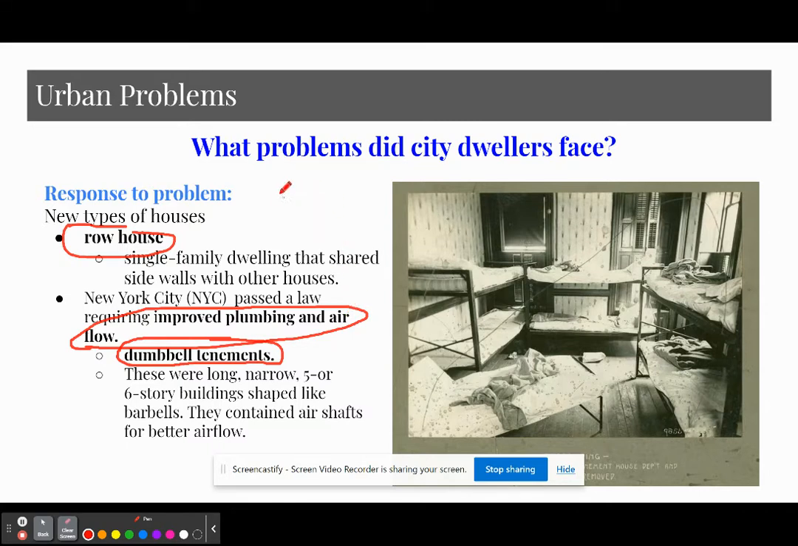So a dumbbell is like a weight that you work out with, and that means that they were shaped like this, like a dumbbell. So like if you were working out, these would be the weights. There's the bar, okay? So these were long, narrow 5 or 6-story buildings that were shaped like barbells, and they contained these air shafts for better airflow.